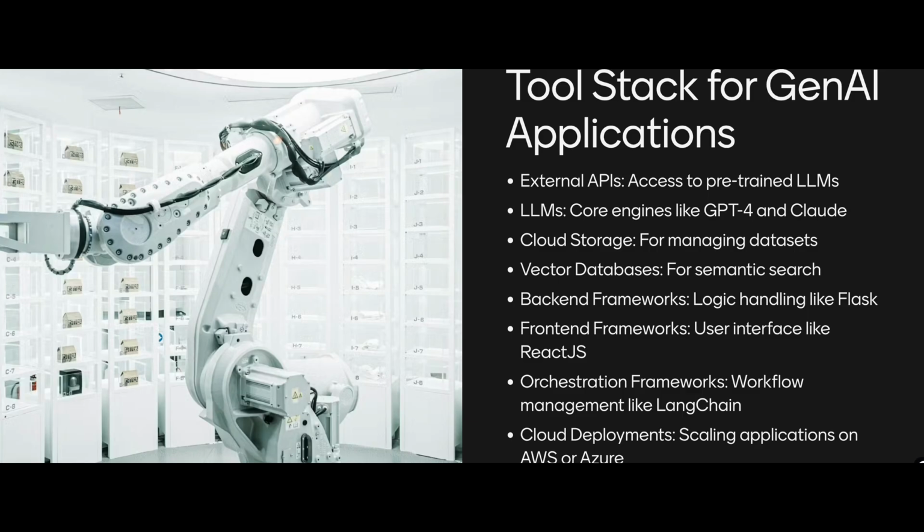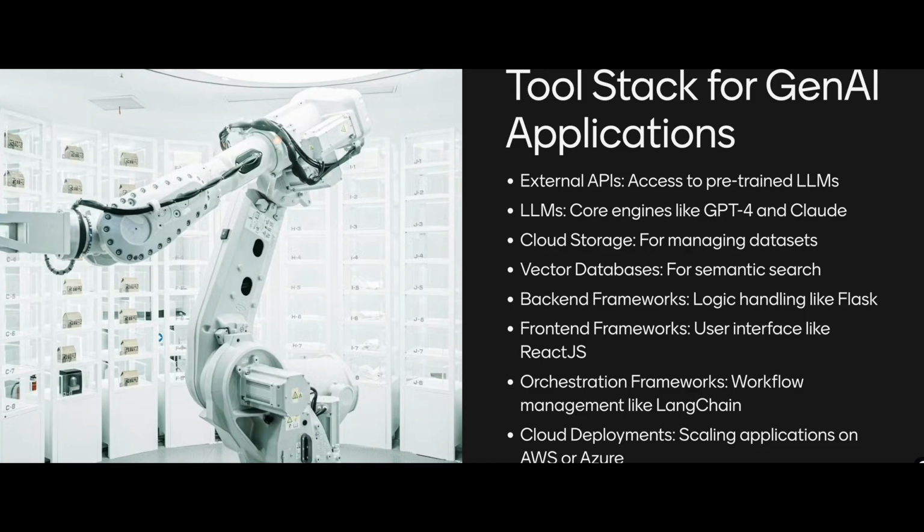Next is LLM models. These are the core engine powering your application. Examples include GPT-4, Llama models, or Claude by Anthropic. Next is cloud storage, used to store and manage large datasets and generated output. Examples are AWS S3, Google Cloud Storage, or Azure Blob. Next is the vector database. This database stores the embeddings, nothing but the numerical representation of the text, and enables semantic search on this representation. Examples are Pinecone, Weaviate, or Milvus.